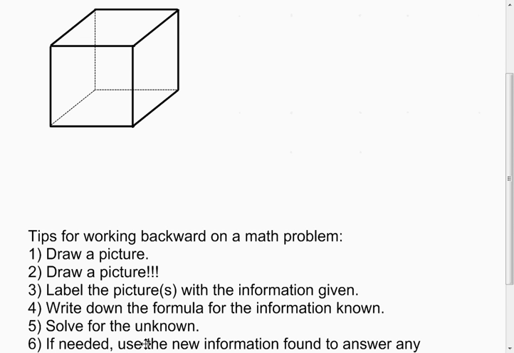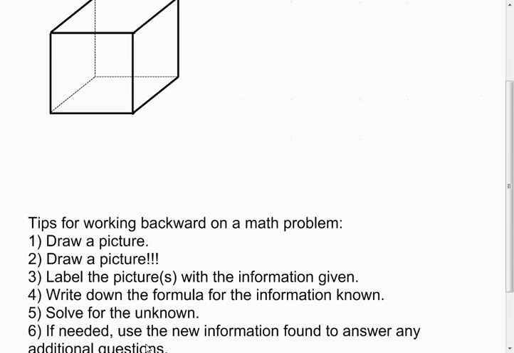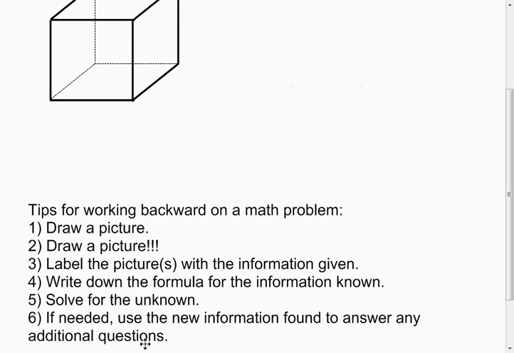Step 6, if you need to use new information found to answer any additional questions, what that means is now that you found those unknown values, maybe rather than saying solve for the height, it says find the volume. But in order to find the volume, you have to get the height. So this is kind of saying, make sure you go back and read the question, and answer the question accordingly.